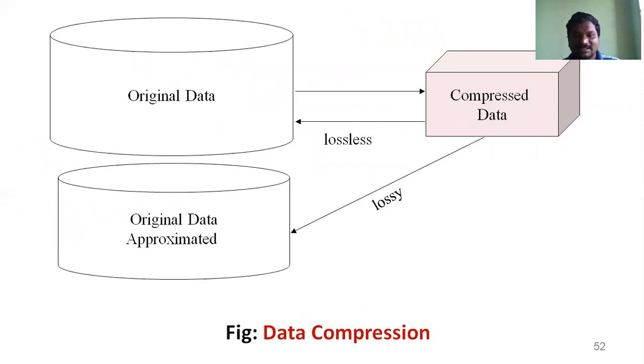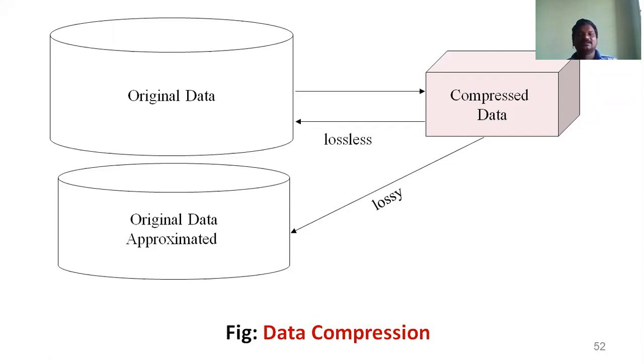In this way, with lossless compression you get the original data back from the compressed data. With lossy compression, the original data is only approximated; the exact original data does not come back. This is a compression technique. Whatever compression method you apply to the original data, you may get the original data easily with lossless, but with lossy you may lose some data. That is the data compression technique.